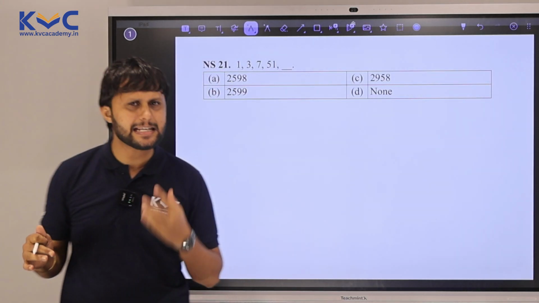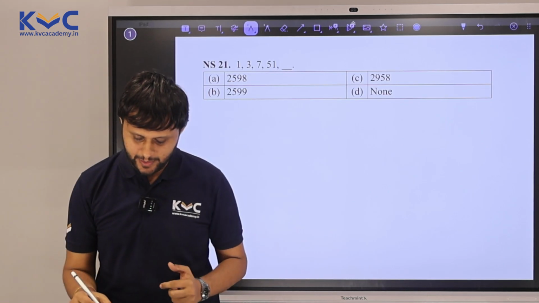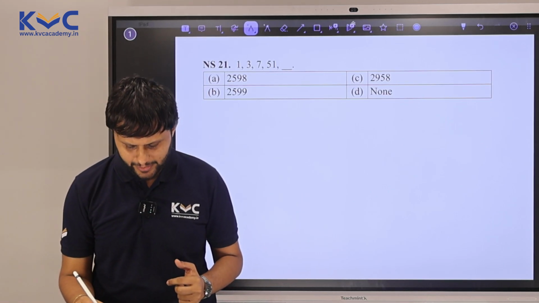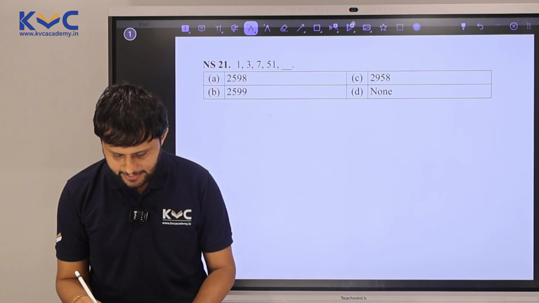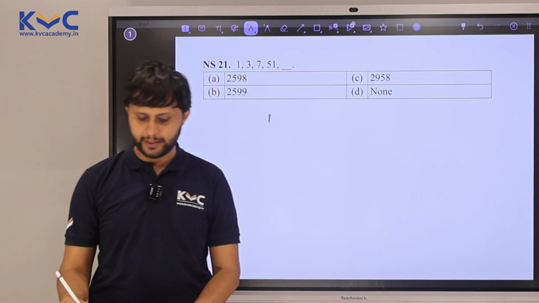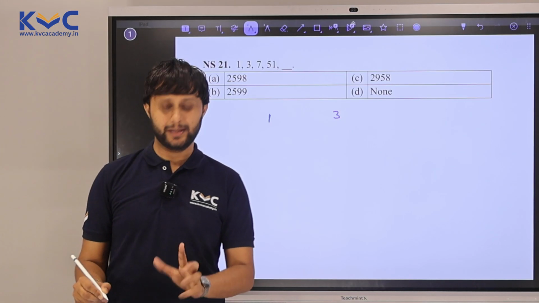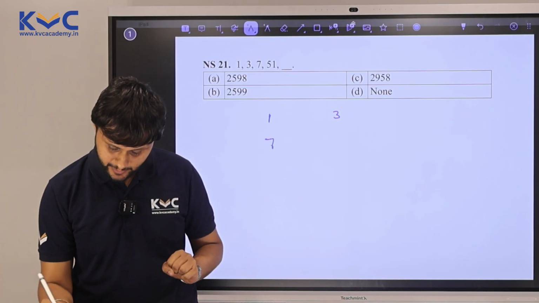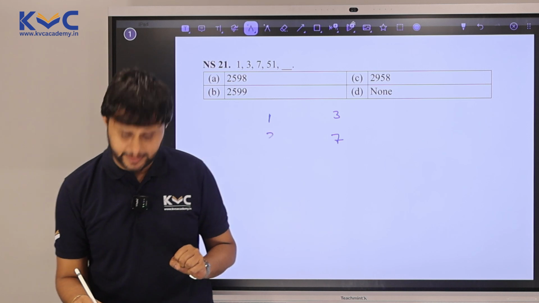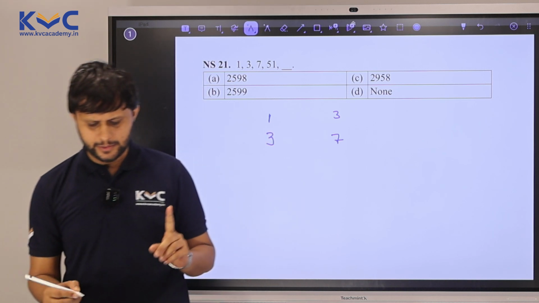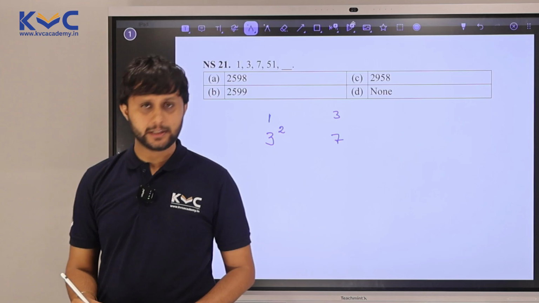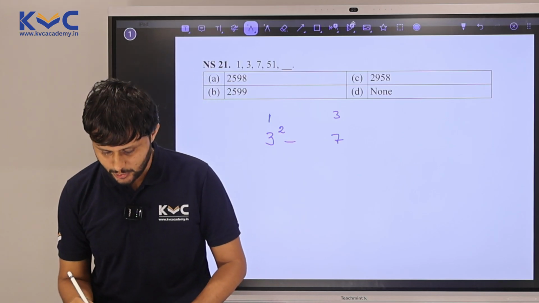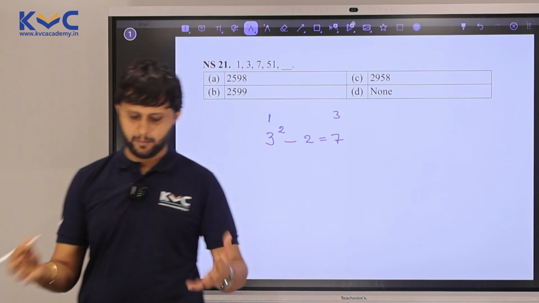Let me try to establish some logic over here. The first one we have is 1. Okay, let me just write that. And the second number is 3. From 1 I have to reach 3. Okay, not very sure. After that we have 7. Okay, we have to reach 7. We are starting from 3. Correct. So 3 square is how much? 9. 9 minus 2 is 7. So I randomly put this.